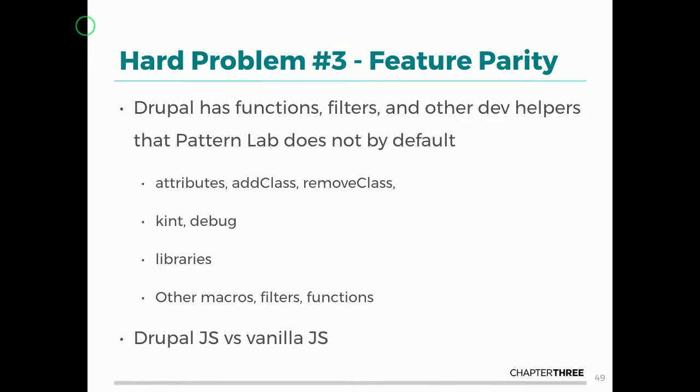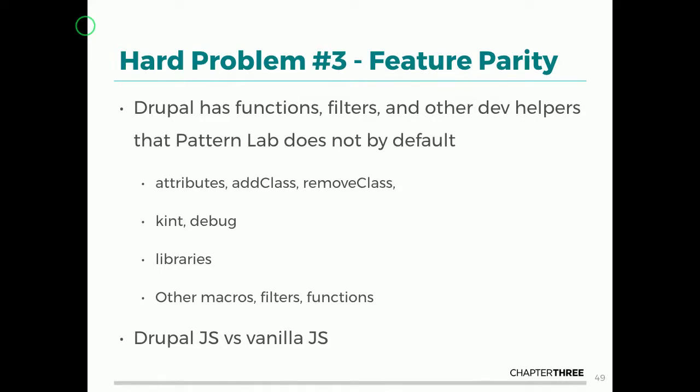Most useful for me is using attributes, like the attributes object, in order to add classes and remove classes and all that. Pattern Lab does not have them by default. There's some substitutes that are close but don't quite do it. You won't have Kint in your Pattern Lab by default. You don't have debug. You can turn on debug, but you don't. It's not as lovely as Kint. I think you can use var_dumper, Symfony's var_dumper.